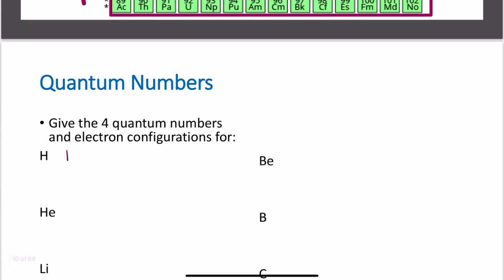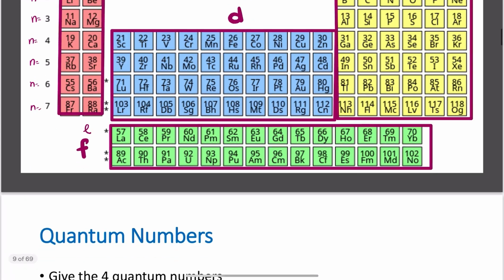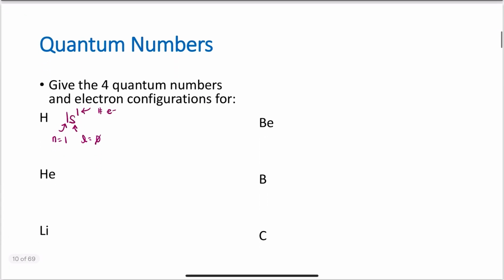Electron configuration here is going to be 1s1. The 1 here is my principal quantum number. The S is telling me the type of orbital. And this is telling me the number of electrons that species has. So N equals 1, S block, 1 electron is hydrogen. The electron configuration here is 1s1.